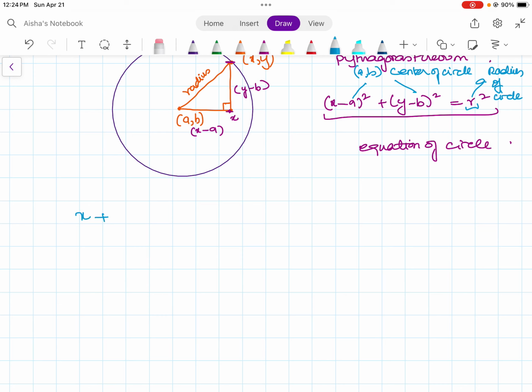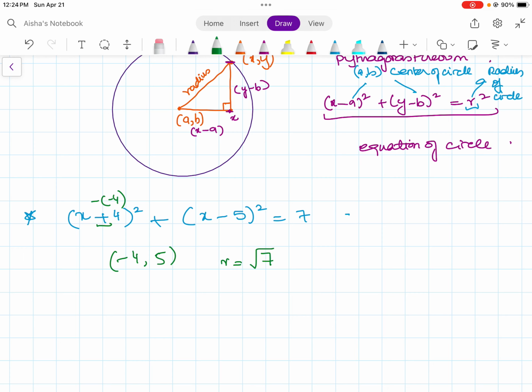Now let's suppose you have something like (x plus 4) the whole square plus (y minus 5) the whole square equals 7. So the center is (minus 4, 5). There should be a minus here, so it means a is minus minus 4, and the radius is going to be under root 7.